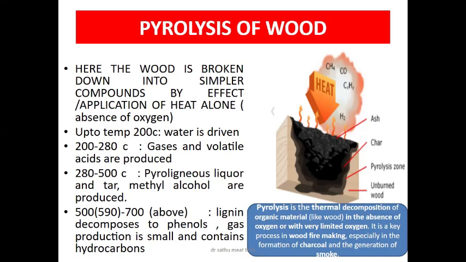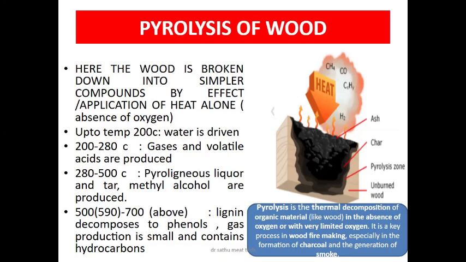So let's see what happens during pyrolysis. It's normally done in the absence of oxygen or with very limited oxygen. Heat will be applied without oxygen, and because of that heat, pyrolysis will take place. At different temperatures, different components are released. Up to 200 degrees centigrade, the water or moisture present in the wood is evaporated. From 200 to 280 degrees centigrade, gases and volatile acids are released.